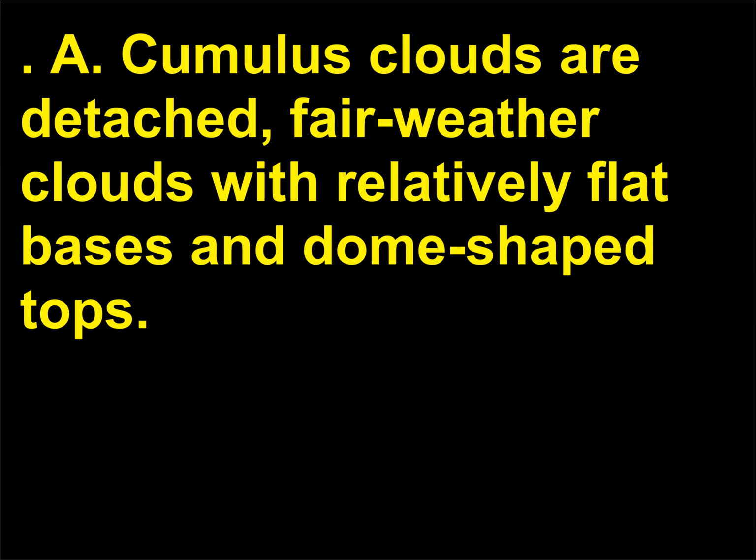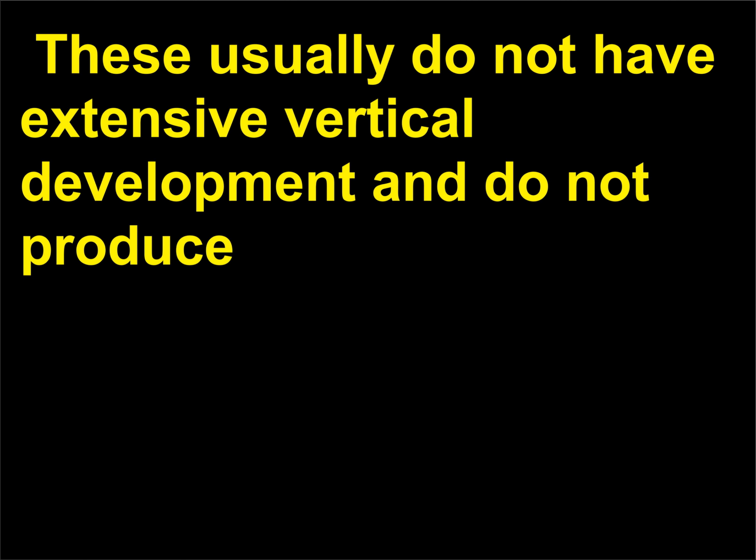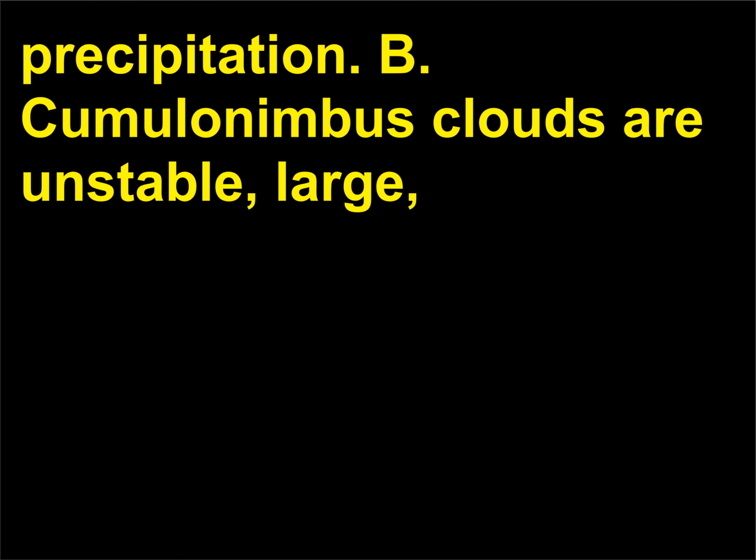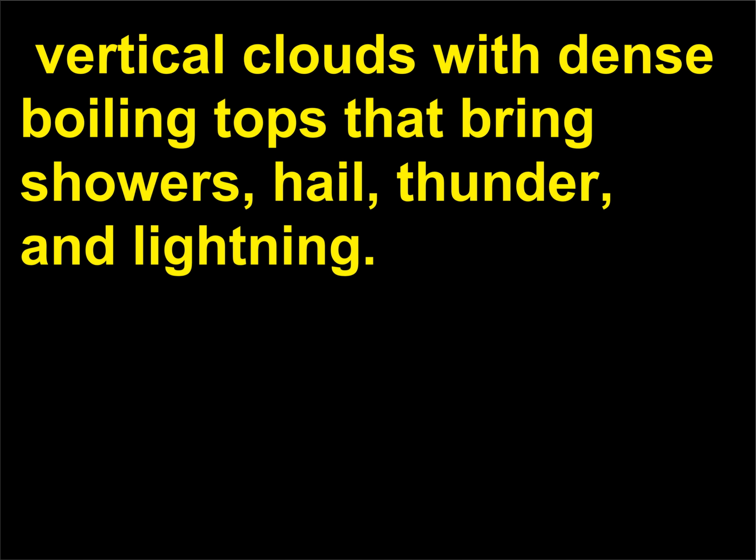A. Cumulus clouds are detached, fair weather clouds with relatively flat bases and dome-shaped tops. These usually do not have extensive vertical development and do not produce precipitation. B. Cumulonimbus clouds are unstable, large, vertical clouds with dense boiling tops that bring showers, hail, thunder, and lightning.